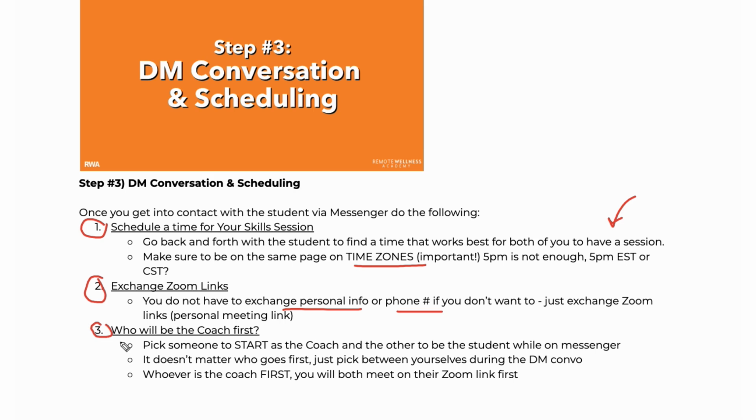And then number 3, you have to decide who's going to be the coach first. You want to pick somebody to start as the coach and the other person to be the student while you are discussing on Messenger. It doesn't matter who goes first. Just pick between yourselves during that DM conversation. And then here's the thing: whoever is the coach first, you will be meeting on their Zoom link first. So you exchange Zoom links, but then which Zoom link are you going to use, right?